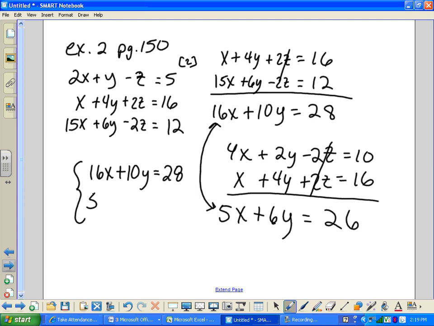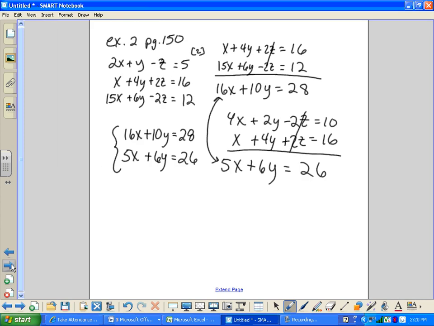And then this one's 5x plus 6y equals 26. Okay, so now I'm going to work on this 2 by 2 system. So my focus now is going to be solving this one. Well, 2 by 2s, we've been doing those for a while, so those aren't very difficult to do. And this one has a lot of big numbers, so it's a little bit harder.